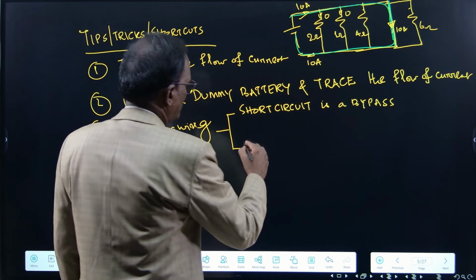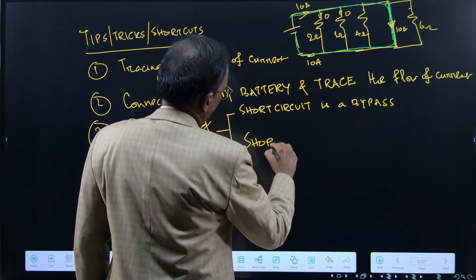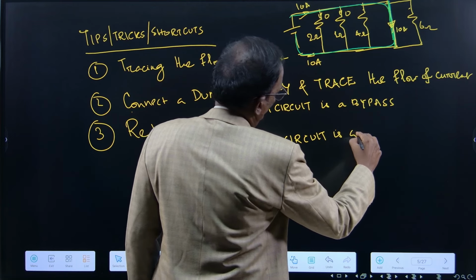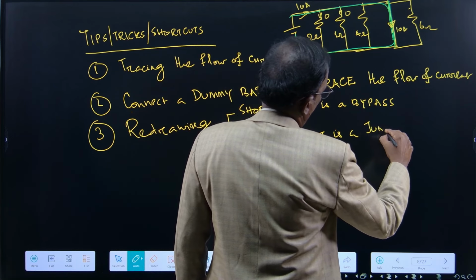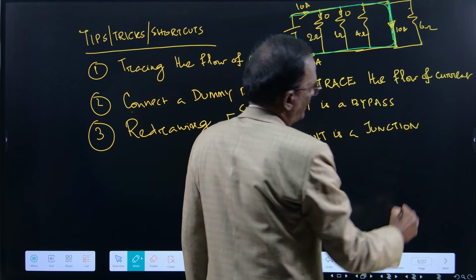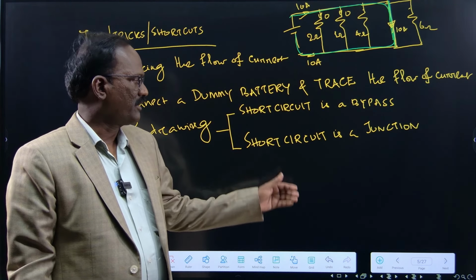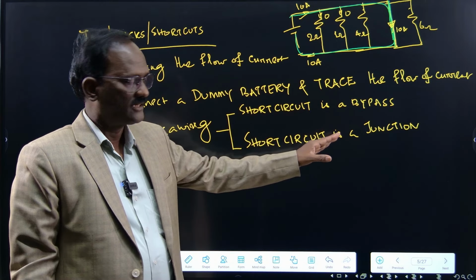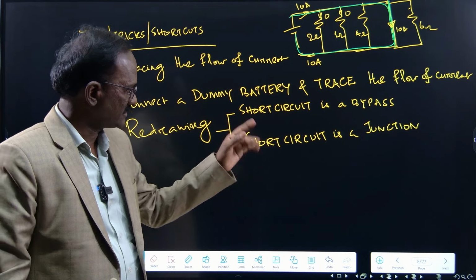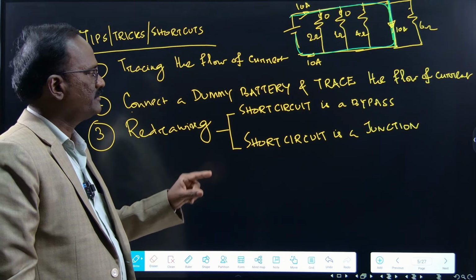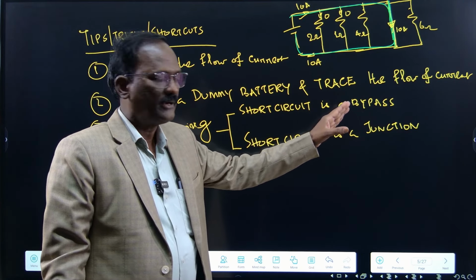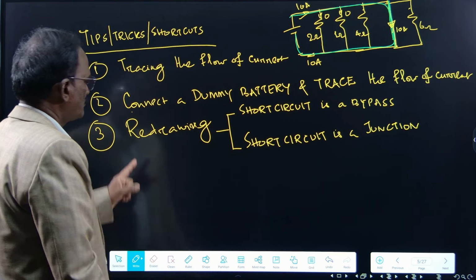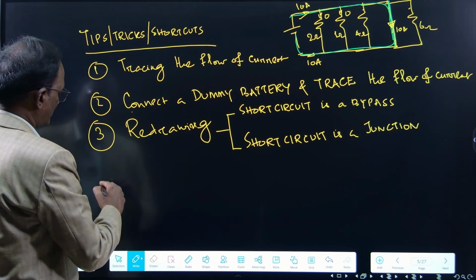Right? A short circuit is a junction. You look for short circuit. Short circuit is a junction. We will be coming to know what a junction is and how the short circuit is replaced by a junction, right? So look for any short circuit. You can replace it with a bypass, you can consider it as a bypass, or you can replace it as a junction. This is one important idea, redrawing the circuit.